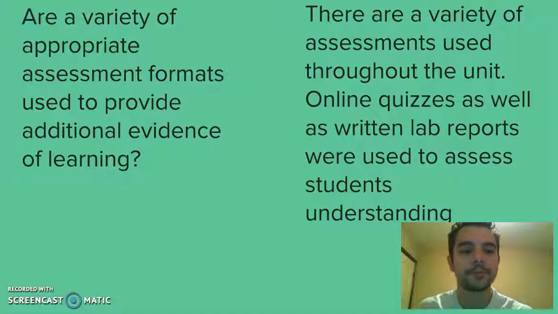Next, are a variety of appropriate assessment formats used to provide additional evidence of learning? And in my unit, I said yes, there are a variety of assessments used throughout this unit. The online quizzes that I gave over each of Newton's laws of motion, as well as the cumulative quiz, as well as the formal written lab reports that went along with each lab. So both ways were different methods that I could use to check for understanding if they were really understanding the concepts or not.